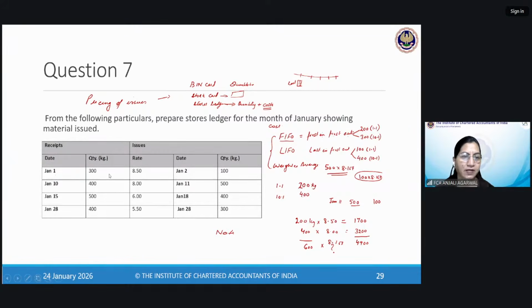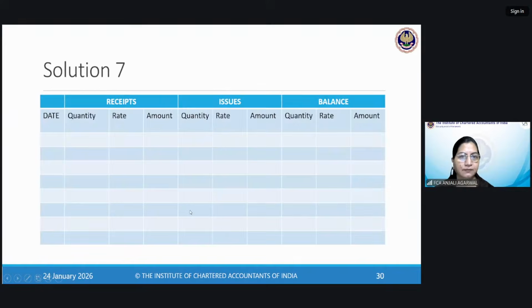We've received 300, 400, 500, and 400 kgs at 8.5, 8, 6 and 5.5 on 1st, 10th, 15th, and 28th. Issues were on 2nd, 11th, 18th, and 28th. So this is how you prepare the stores ledger. You have date, receipts, issues, and balance. So this is the stores ledger. Let's first prepare it on the basis of FIFO.